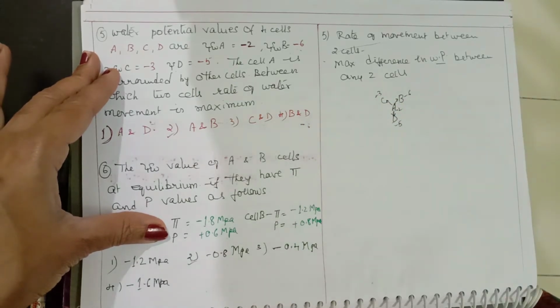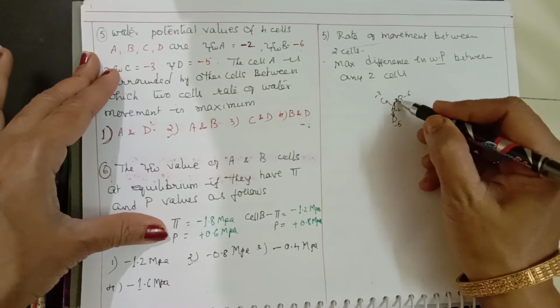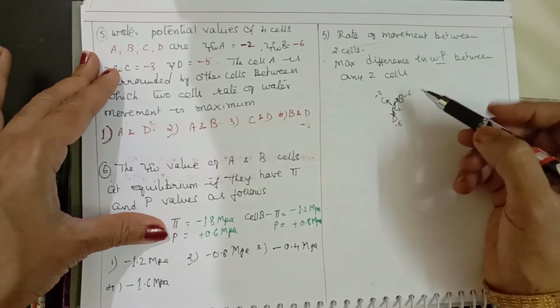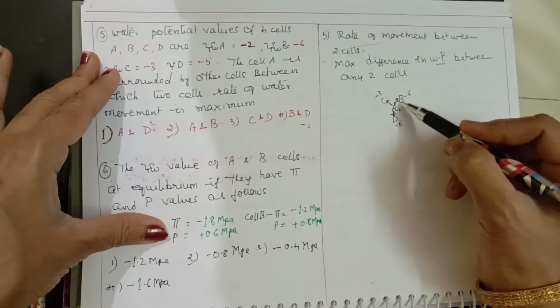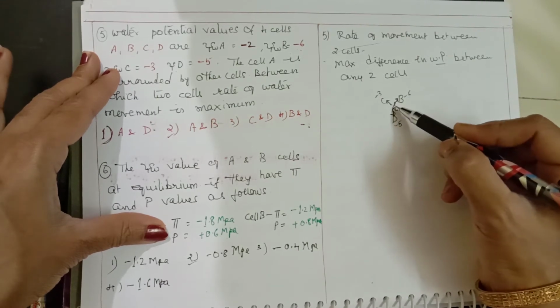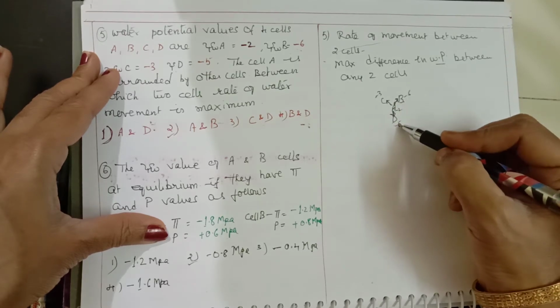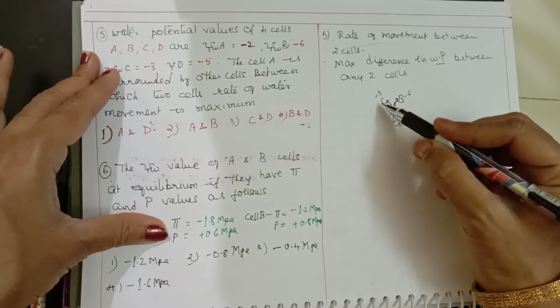This is how we can give the direction. A will give water to all other cells. But between A and B, because the difference is more, water will first enter into B, then it will enter into D, and then it will enter into C.